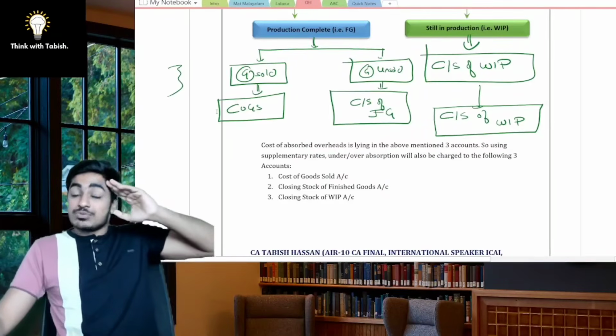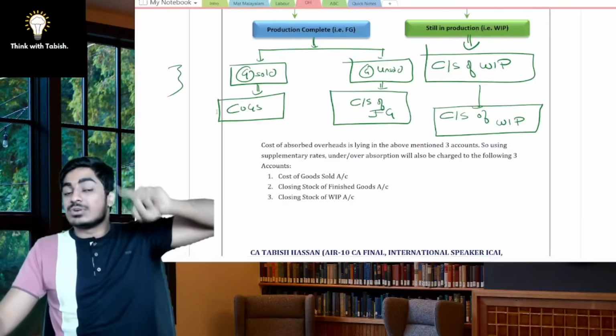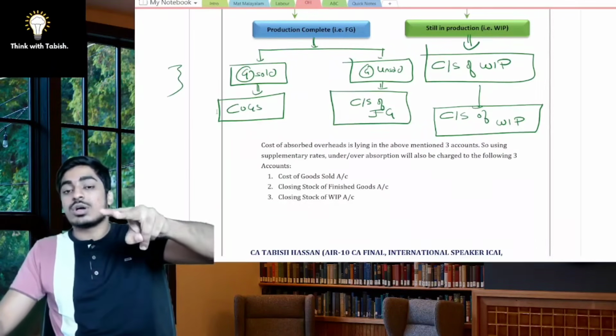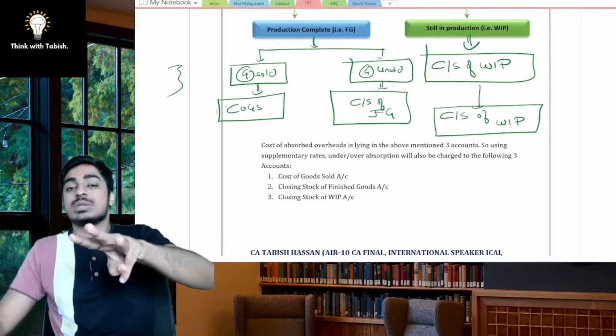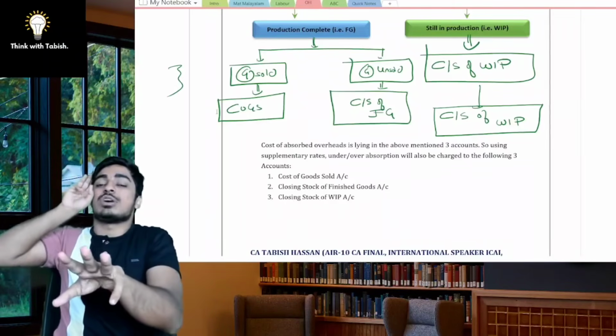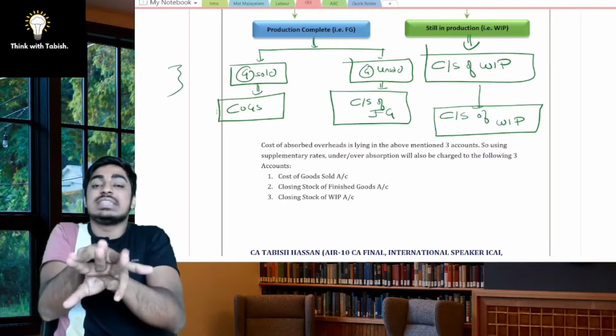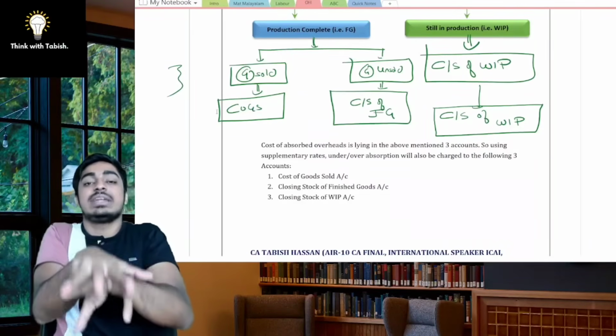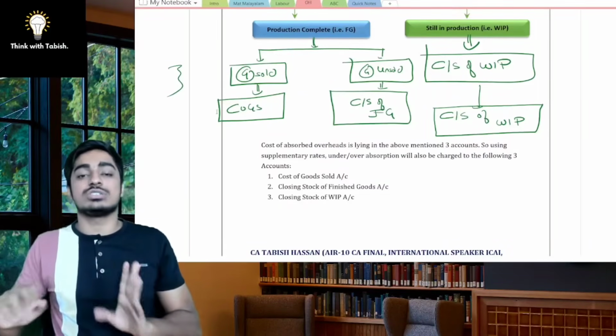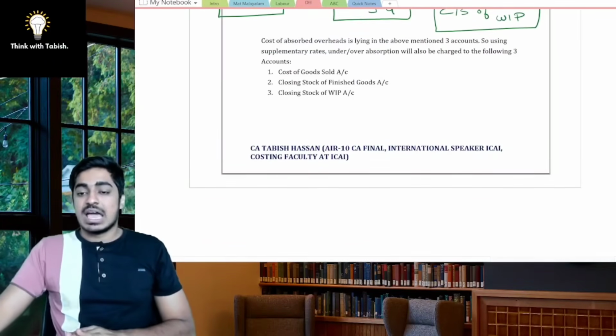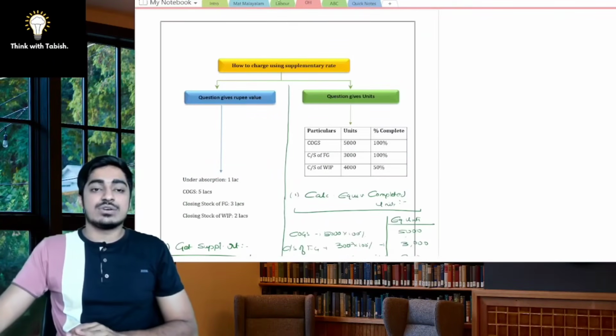So absorbed overhead cost is transferred to cost of goods sold, closing stock of finished goods, and closing stock of work in progress. So under or over absorption should also be transferred to these three accounts, so that ultimately we arrive at the actual cost in these three accounts. How do we distribute? Two scenarios.